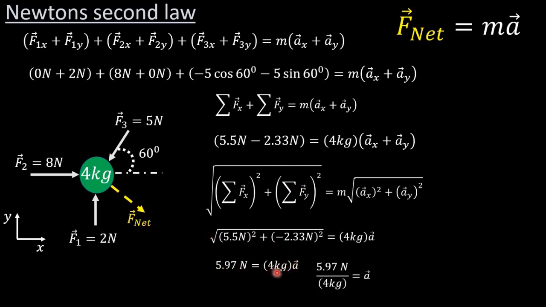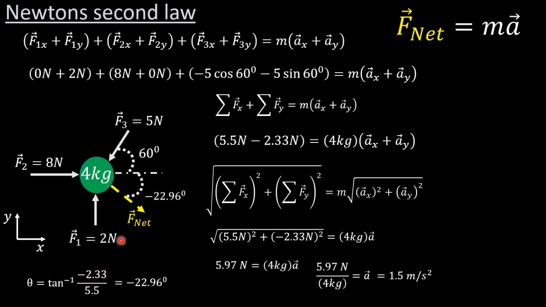Divide both sides by 4 kilograms to get acceleration, and we get 1.5 meters per second squared. So now we know the particle is going to accelerate at 1.5 meters per second squared in the direction of the net force. And if we want to find what direction that net force has, we just do inverse tan of minus 2.33 newtons divided by 5.5 newtons, and we get minus 22.96 degrees, and that would be this angle here. All we're doing is just applying trigonometry.